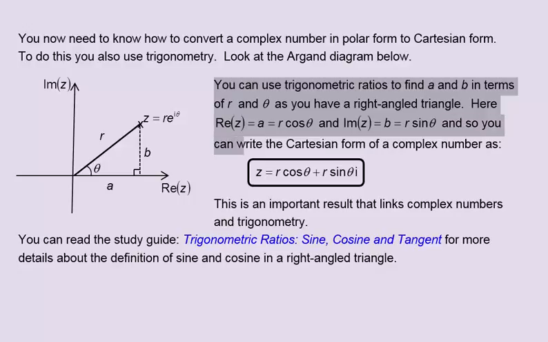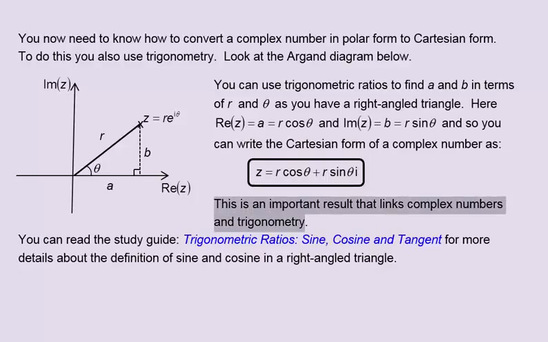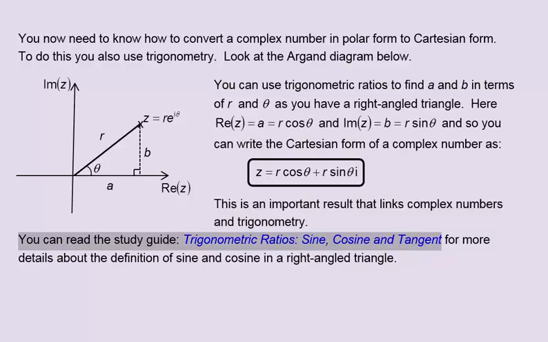And so you can write the Cartesian form of a complex number as z equals r cos theta plus r sine theta multiplied by i. This is an important result that links complex numbers and trigonometry. You can read the study guide, Trigonometric Ratios, Sine, Cosine and Tangent for more details about the definition of sine and cosine in a right-angled triangle.